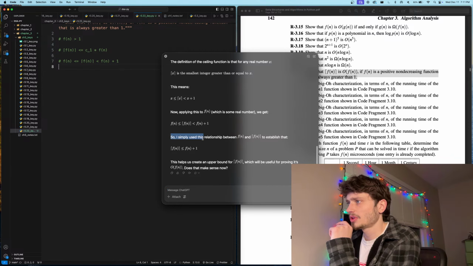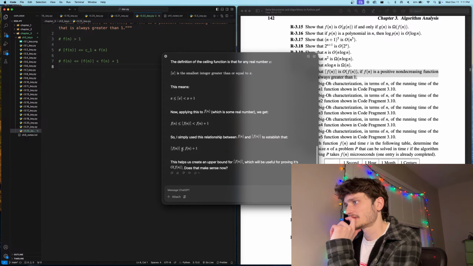So I simply use the relationship. Now applying this to f of n, we use some real numbers. We will simply use the relationship between f of n and the ceiling of f of n to establish that. This helps us create the upper bound, but that doesn't tell me how they just got over to this. They just brought this inequality over to here.